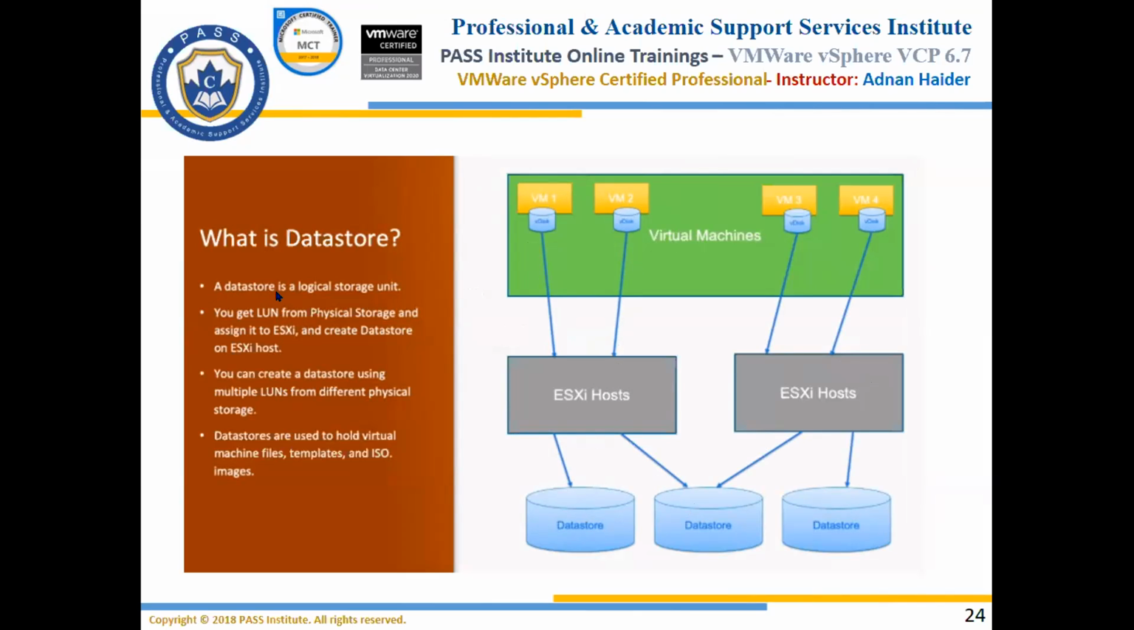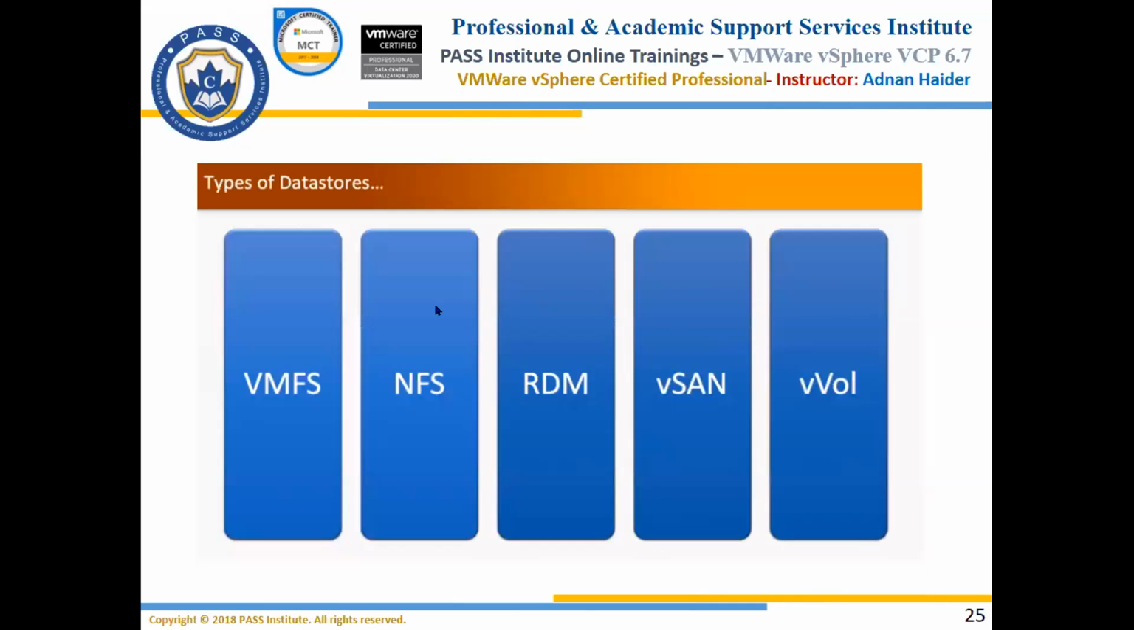So by definition, a data store is a logical storage unit. You get a LUN, which is a logical unit number, from a physical storage and assign it to the ESXi host and create a data store. We will go a little bit more in depth on LUN later. This logical unit number is basically a partition of iSCSI and SAN storage. When we configure a SAN storage, there we will configure this technology. But here we need to remember a data store is always a formatted disk, just like a volume in a Windows server. Types of data store include VMFS data store, NFS data store, RDM data store, vSAN data store, and vvolume data store as well.